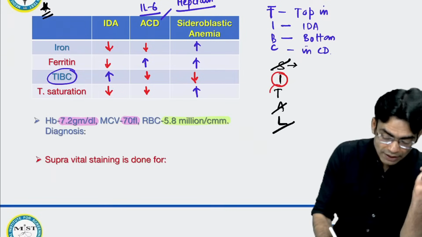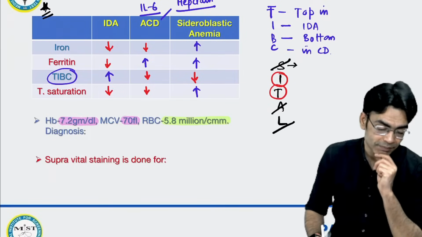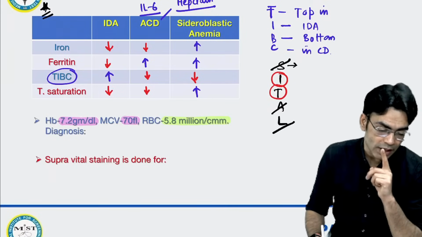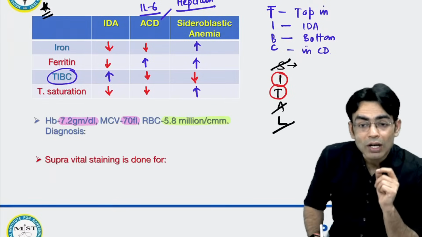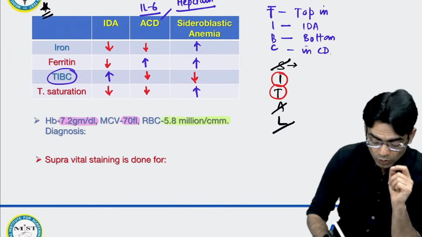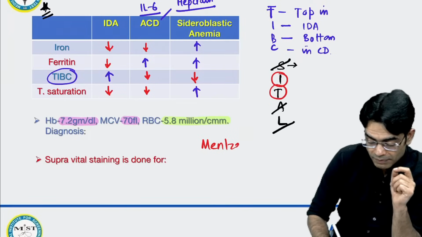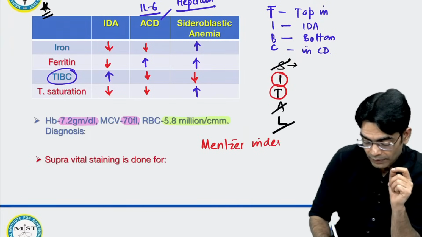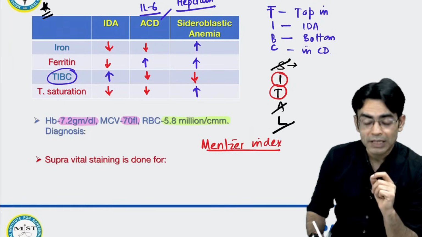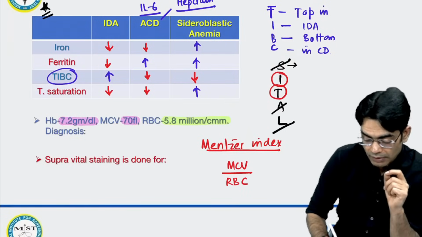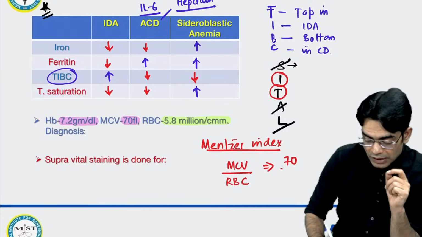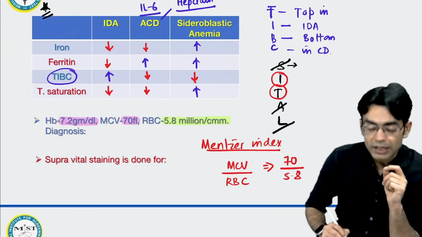So generally we are differentiating between I and T. Yes, Altaf, you are right. This is not IDA, this is thalassemia. Beta, this is a question of Mentzer index. मैंने आपको हमेशा क्या बताया बेटा? Mentzer index is your MCV upon RBC. आपकी MCV कितना है? Around 70. RBC कितना है बेटा? 5.8.